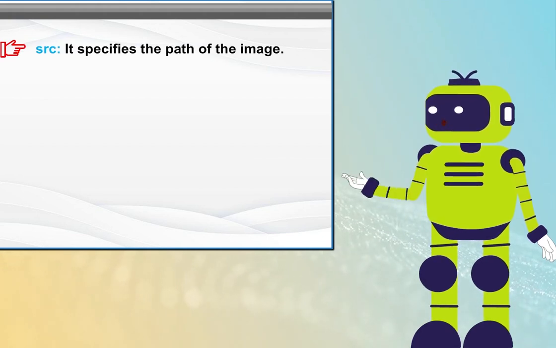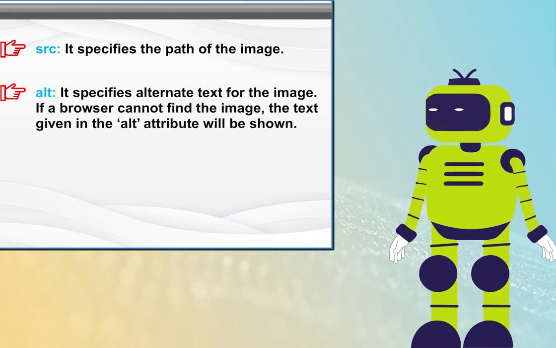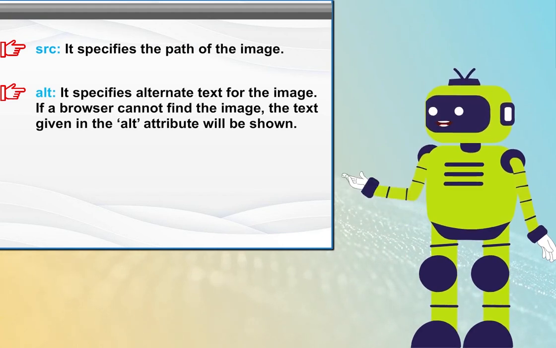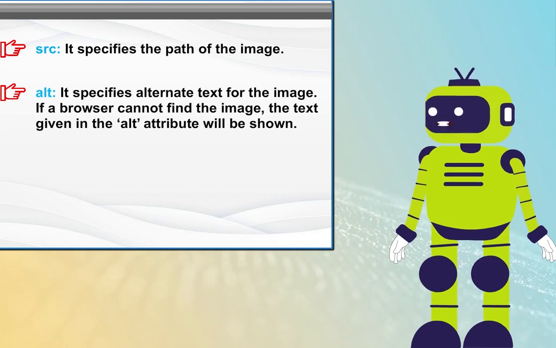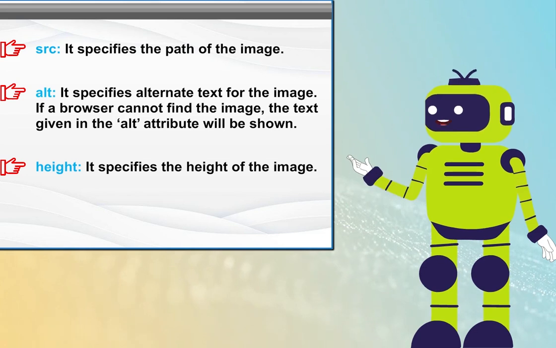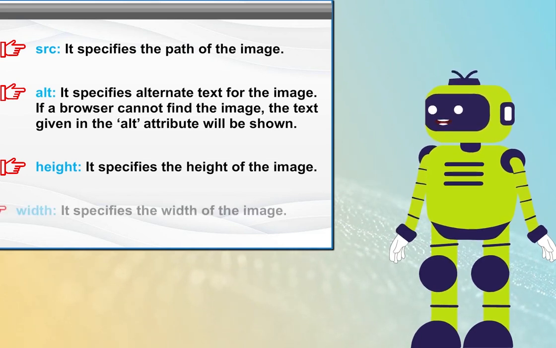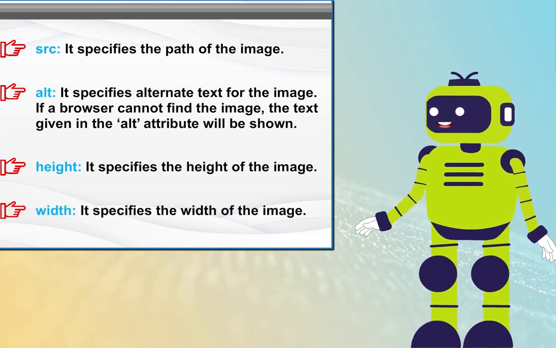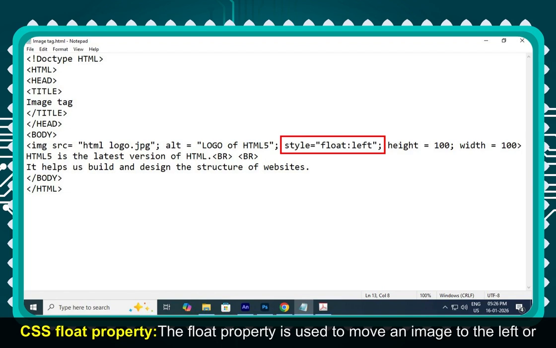src. It specifies the path of the image. alt. It specifies alternate text for the image. If a browser cannot find the image, the text given in the alt attribute will be shown. Height. It specifies the height of the image. Width. It specifies the width of the image.